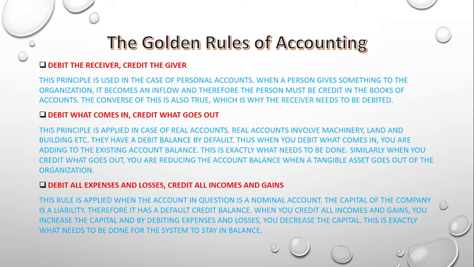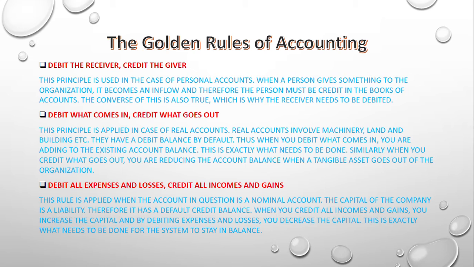Debit the receiver, credit the giver. This principle is used in case of personal accounts. When a person gives something to the organization, it becomes an inflow, and therefore the person must be credited in the books of accounts. The converse of this is also true, which is why the receiver needs to be debited.